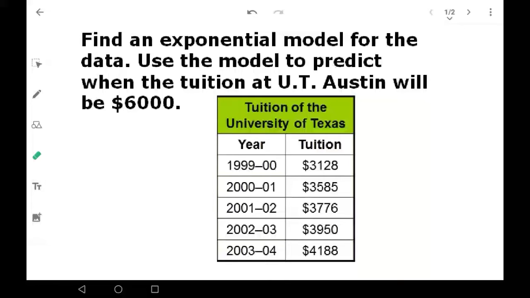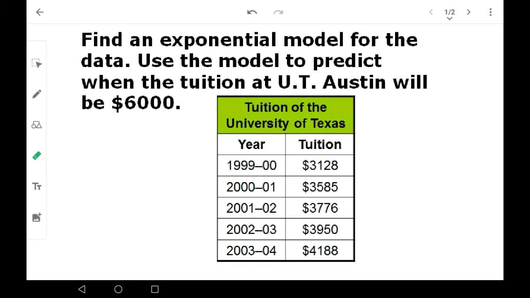Okay, here we have an example of exponential regression. It says, find an exponential model for the data. Use the model to predict when the tuition at University of Texas, Austin will be $6,000. Here you have a table that is relating the year and the tuition in dollars, right?